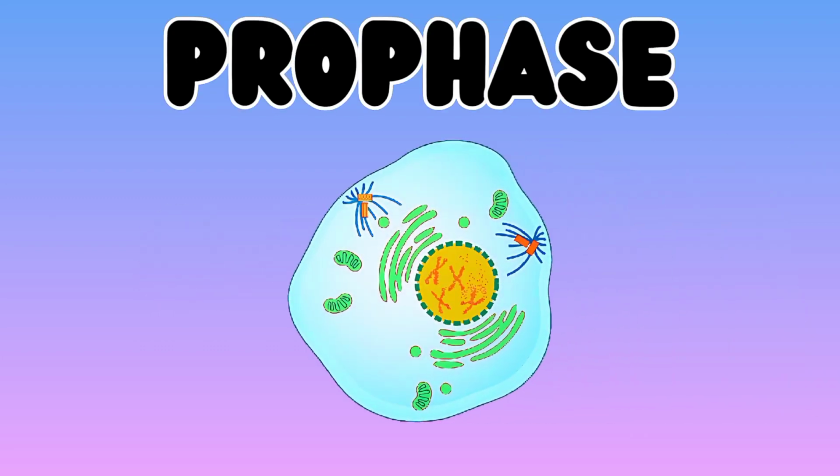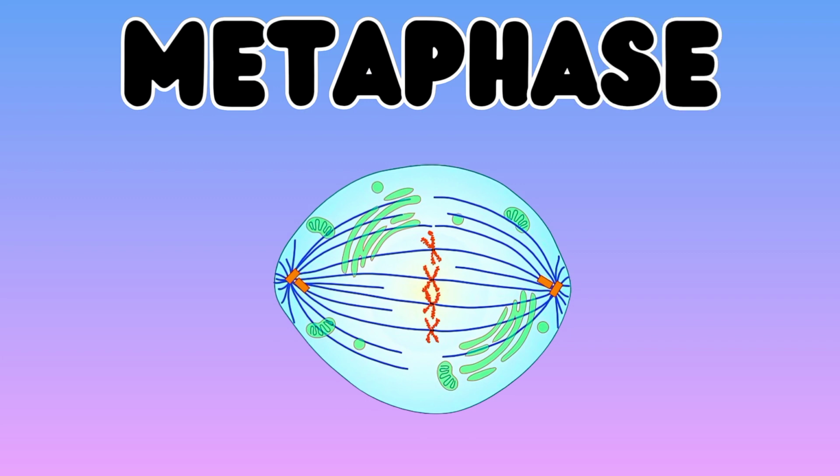Prophase is the first stage of mitosis. During prophase, the chromosomes become visible and the nuclear membrane begins to break down. Metaphase is the second stage of mitosis. During metaphase, the chromosomes are aligned along the equator of the cell.